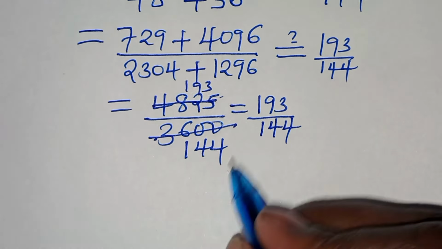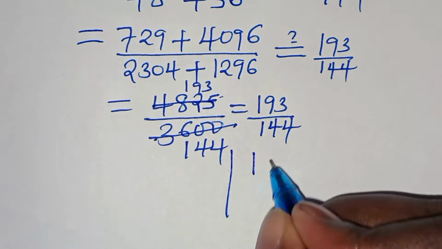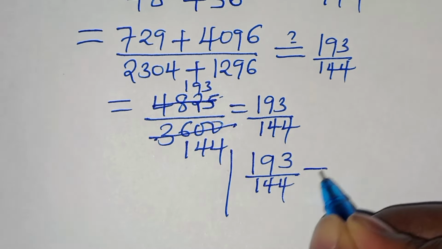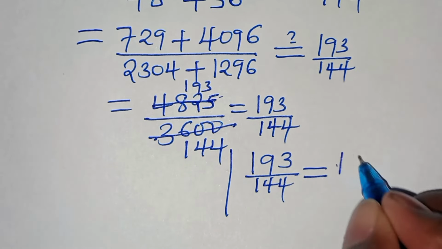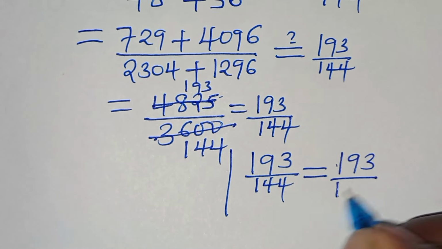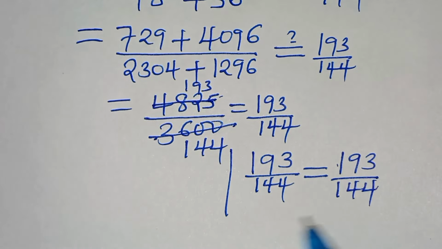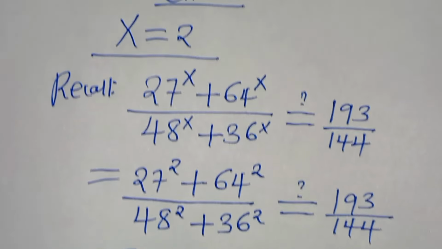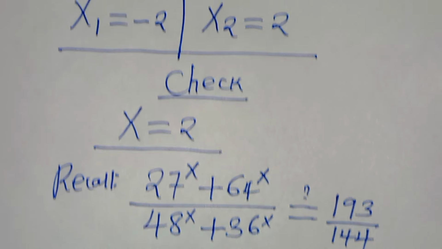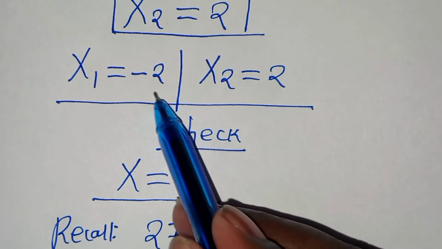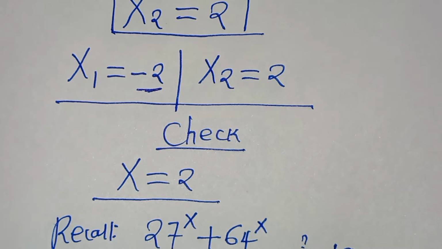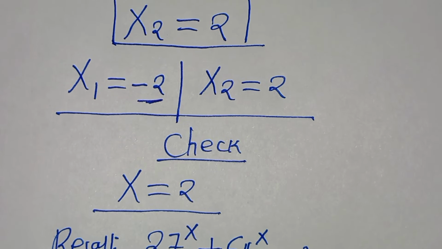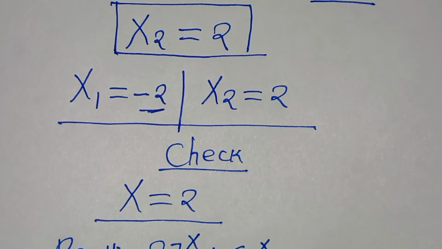So this implies that the left hand side, which is 193 over 144, is equal to the right hand side, which is 193 over 144. And this implies that x equal to 2 satisfies the equation. You can also check if x equal to minus 2 satisfies the equation, and you can comment in the comment section.